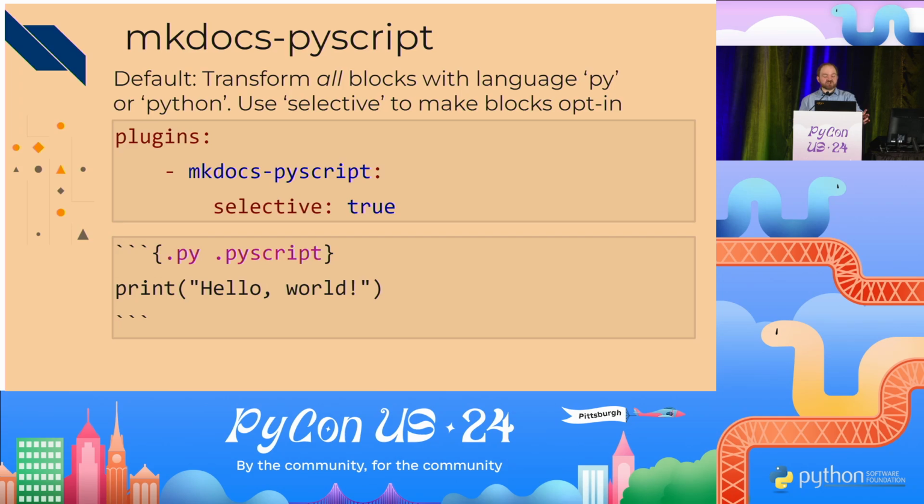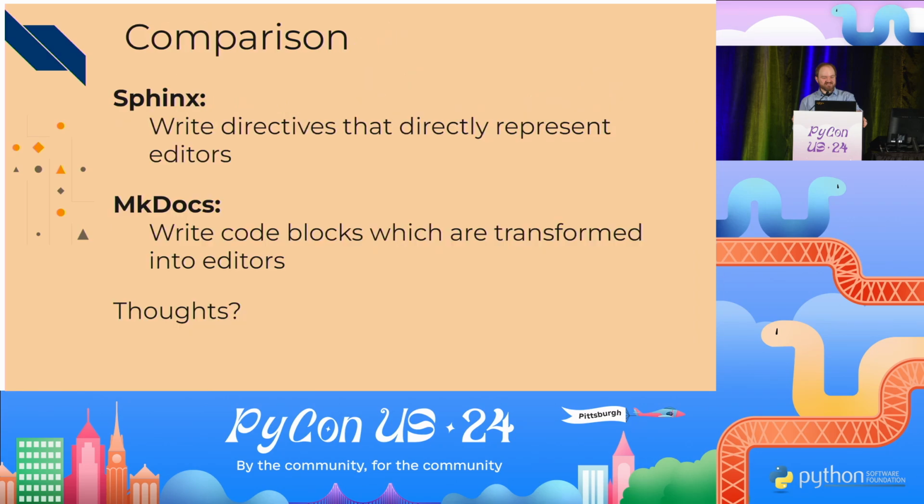If you set selective as true, all of your code blocks become opt-in to becoming editors. So if you add the .PyScript class to your code blocks, they'll become editable. If you leave it out, they won't. This is probably the better way to go. So we may flip the defaults, and I'm a maintainer on this project. We might flip the default so that cells are opt-in rather than opt-out. Because when you enable this, you end up building thousands and thousands of code cells in your first build, and I suspect that's not what you want.